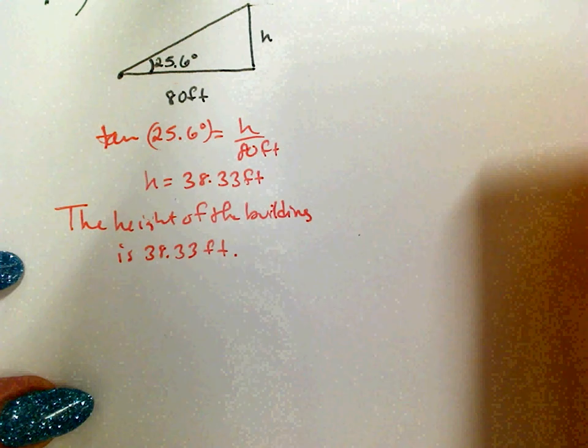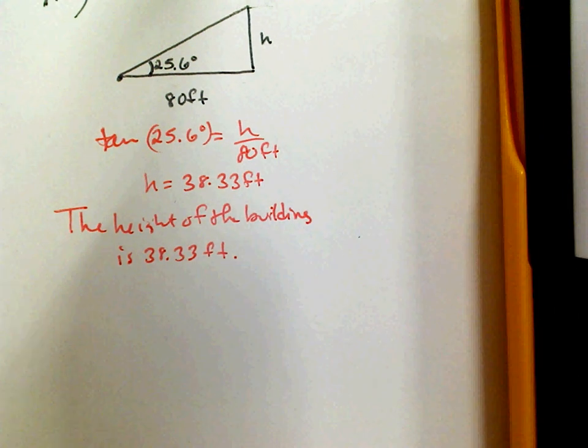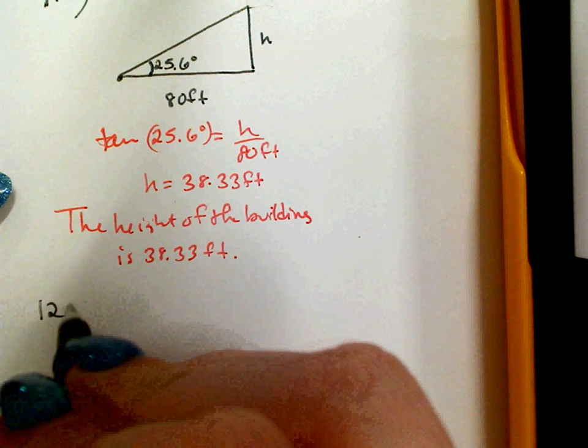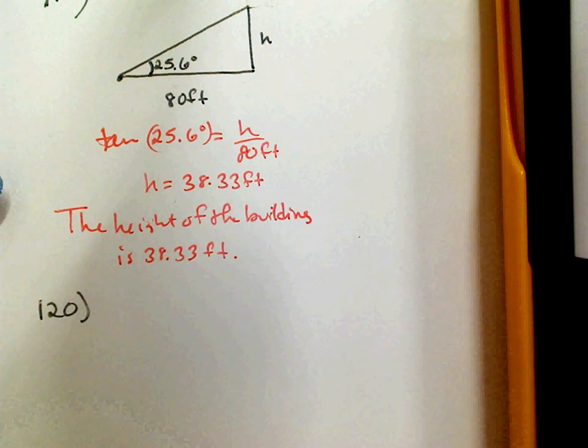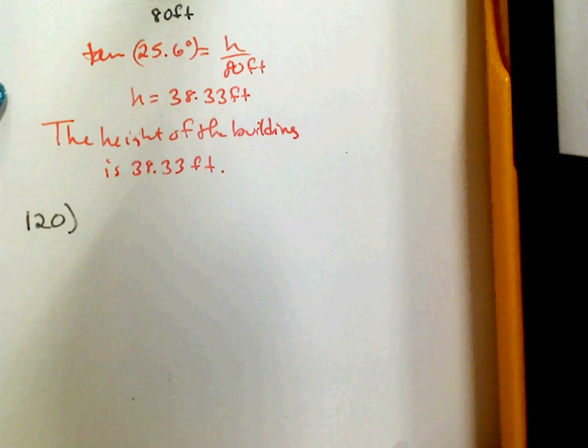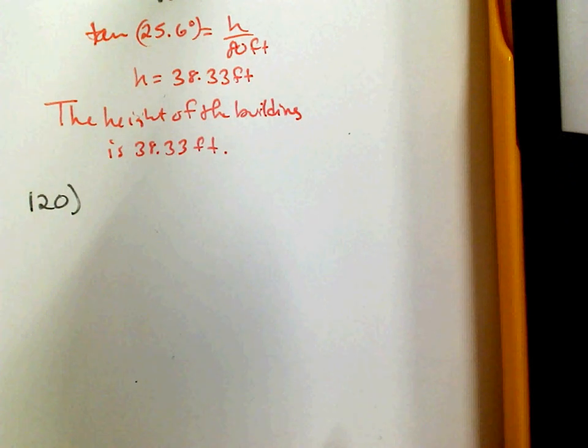Okay. Number 120. Alright, so 120 says two buildings with flat roofs are 60 yards apart. The height of the shorter building is 40 yards. From its roof, the angle of elevation. Okay, find the height.